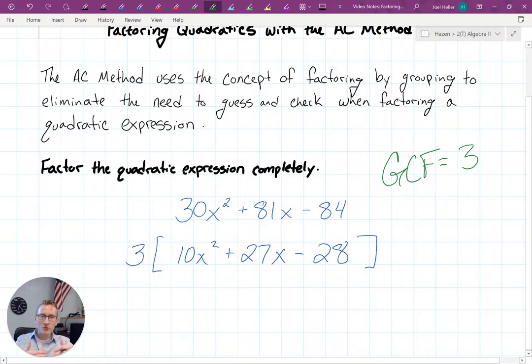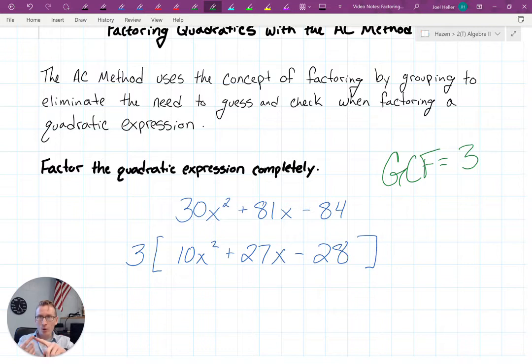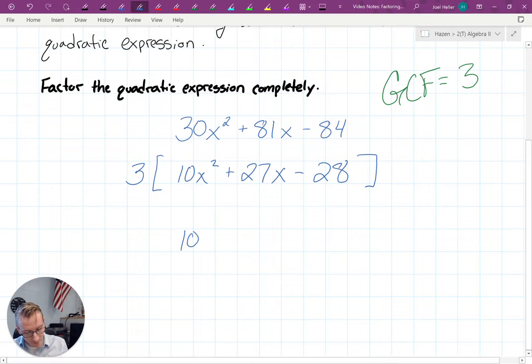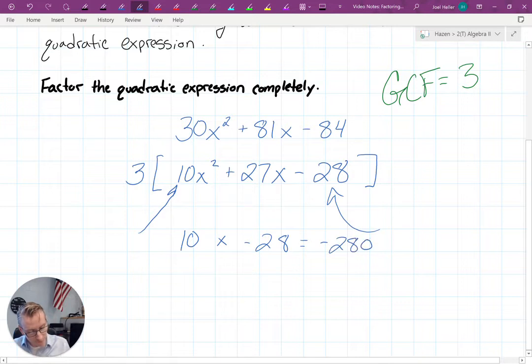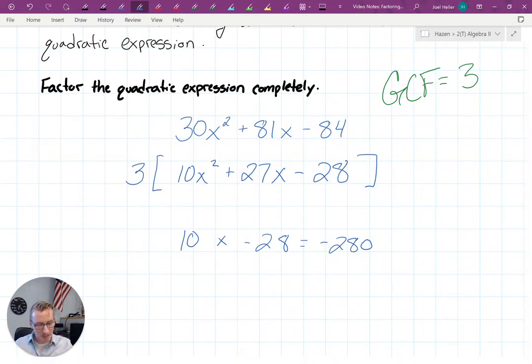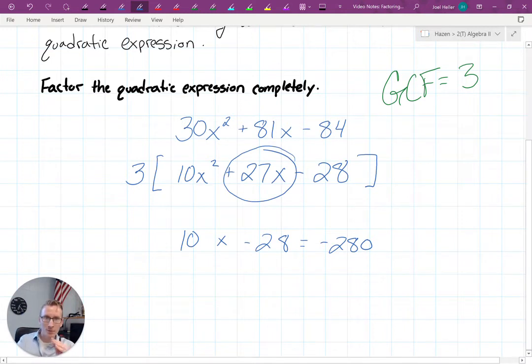The first step when you start the AC method, after you've factored out the greatest common factor, is to multiply the leading coefficient by the constant term. So in this case, I'm going to take that 10, the leading coefficient, and multiply it by that constant term, the negative 28. So 10 times negative 28, that is negative 280. What I want to do with that is look for the factor pair of negative 280 that adds up to give me that middle term, the b value, positive 27.